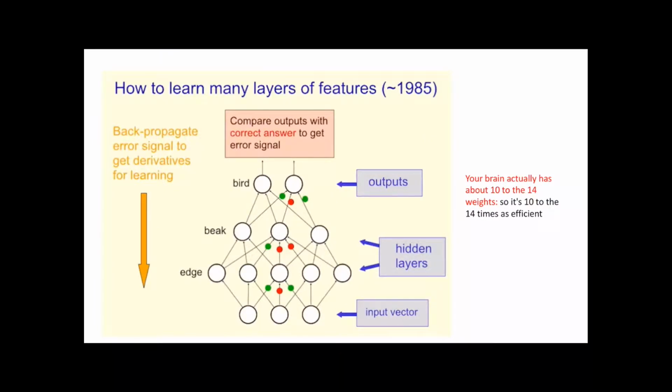So how to learn many layers of features? This was the status in about 1985, when things kind of got stuck. And your brain, he says, has 10 to the 14th weights, so it's 10 to the 14 times more efficient than the algorithm here in a neuronal network.